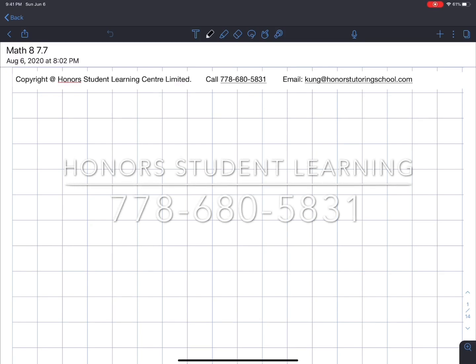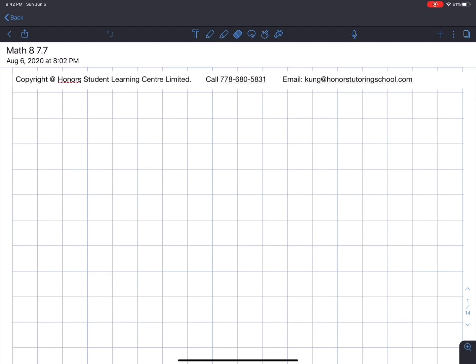Okay, we are now moving on to 7.7. So again, just need to go over some concepts first before we do the questions. The first concept we need to learn is the definition of independent events.